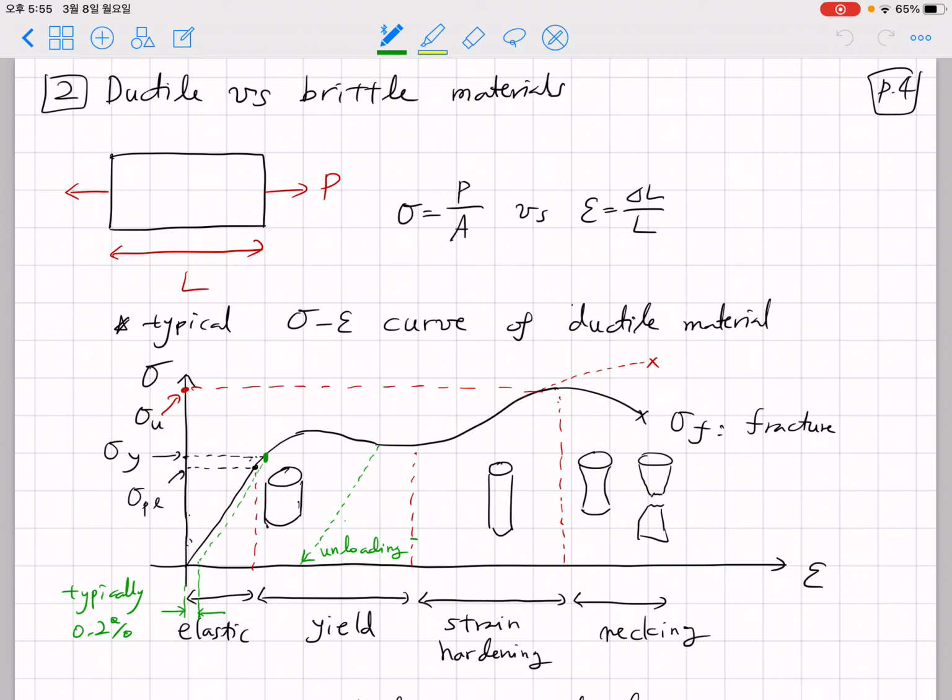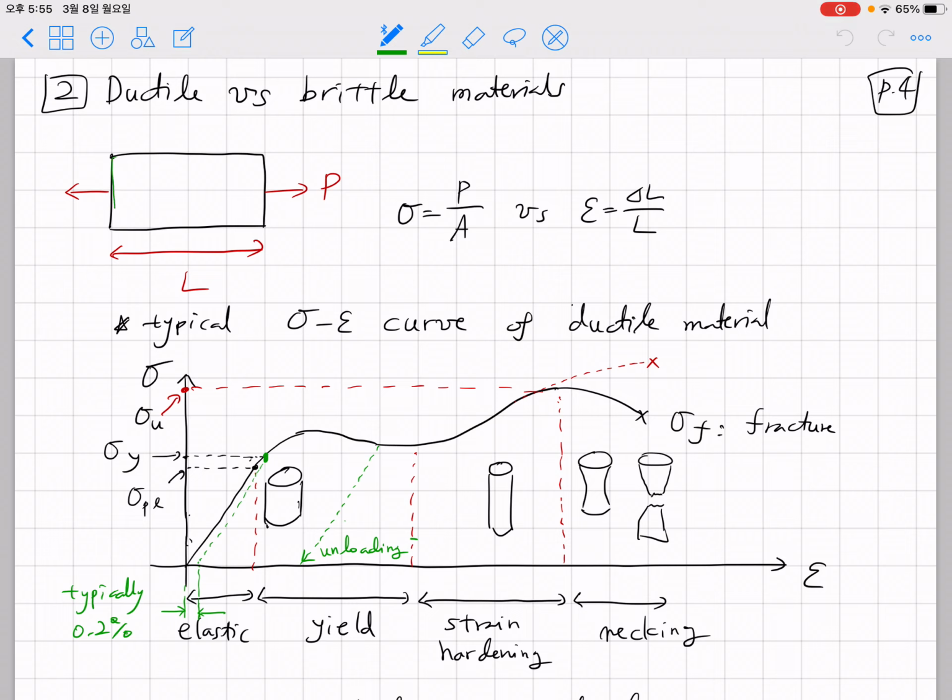Because most mechanical properties of materials are characterized by axial loading, let me give you a discussion on ductile and brittle materials and their mechanical response. Okay, so let's first consider a typical axial loading.